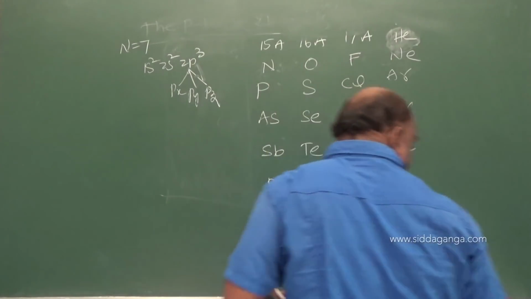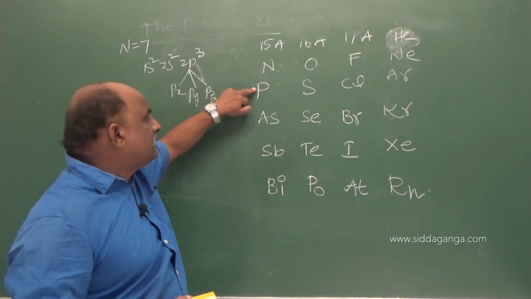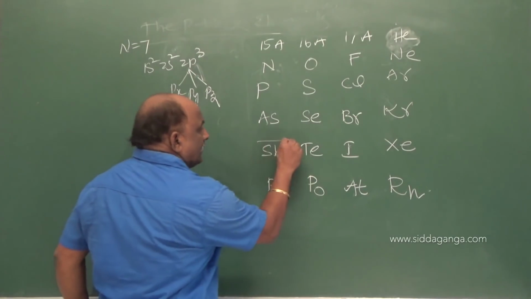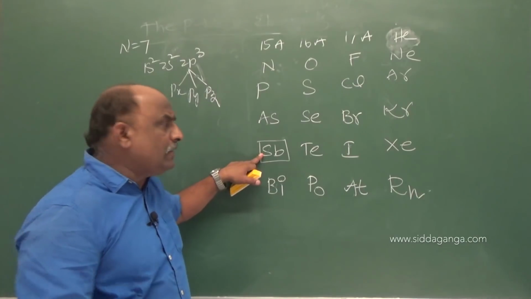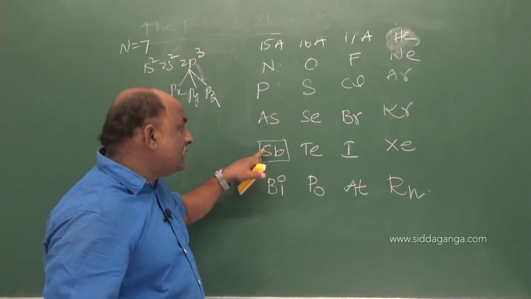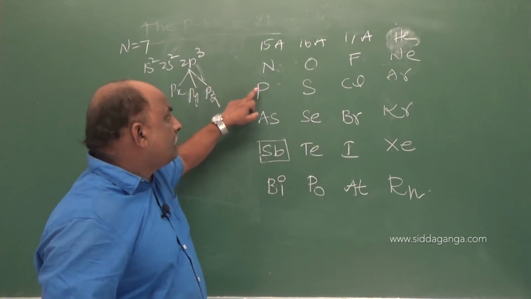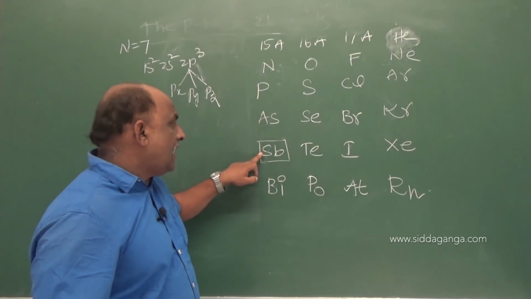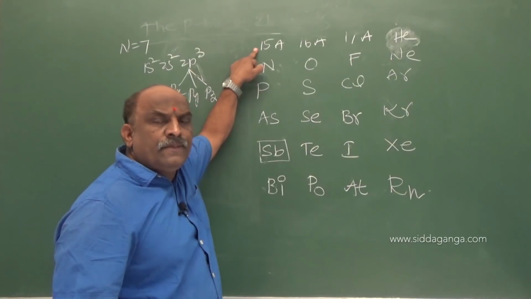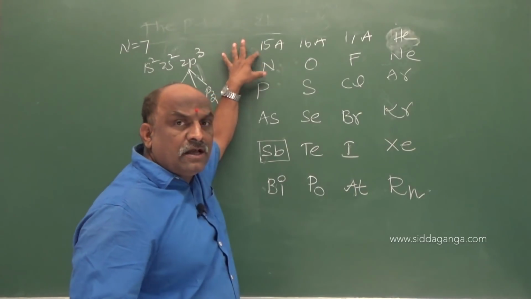So, here the 15th group elements: nitrogen, phosphorus, arsenic, antimony, bismuth. Make a note regarding antimony. The antimony symbol is Sb. Actually, it is called stibium. Stibium is the Latin name and the common name is antimony. So, nitrogen, phosphorus, arsenic, antimony, bismuth belong to the 15th A group elements, or these are also called the 5th A group elements.